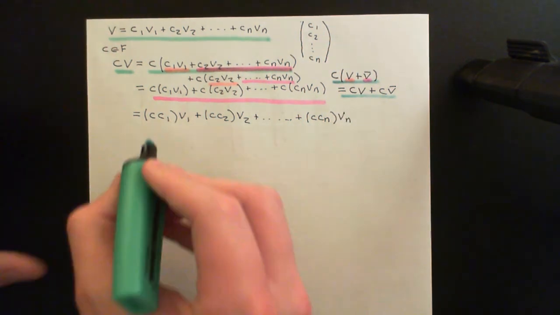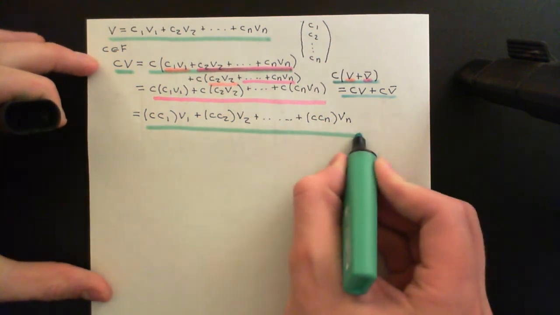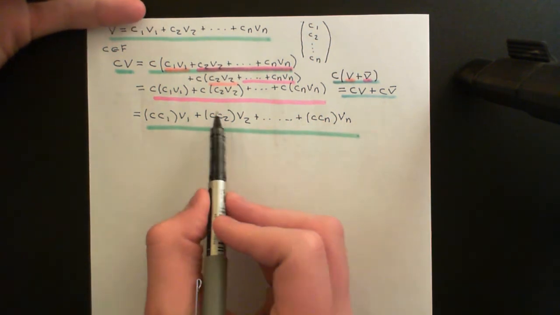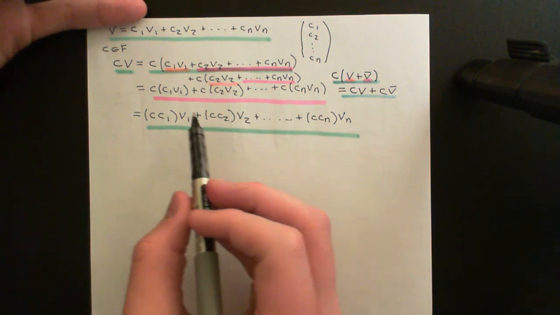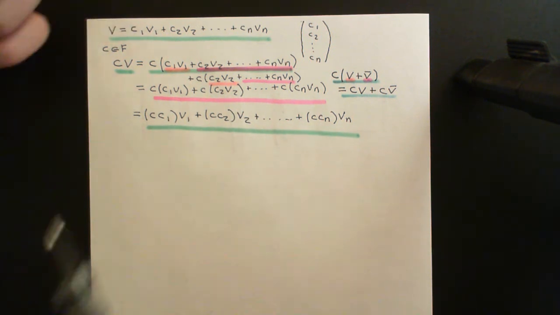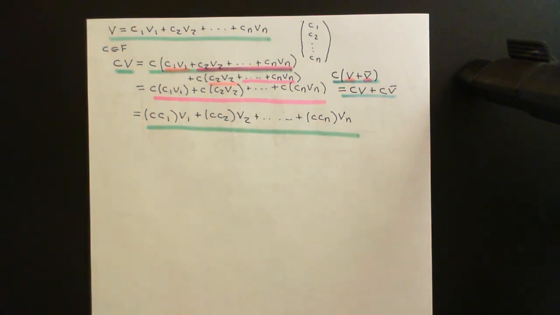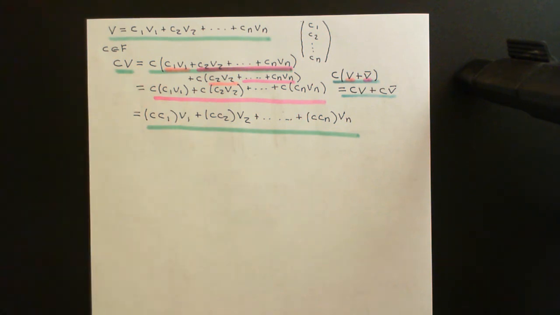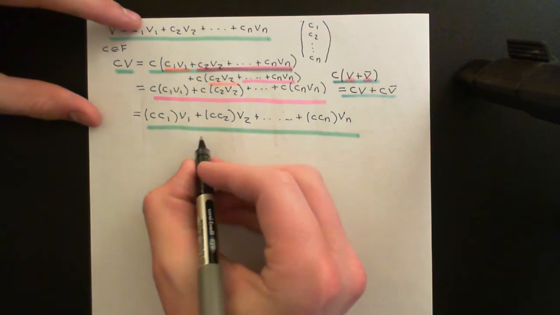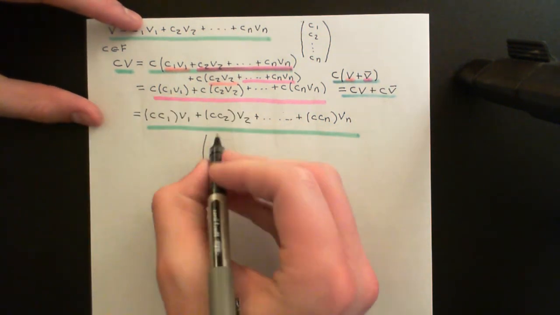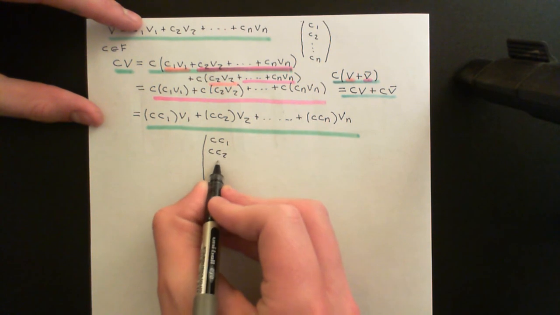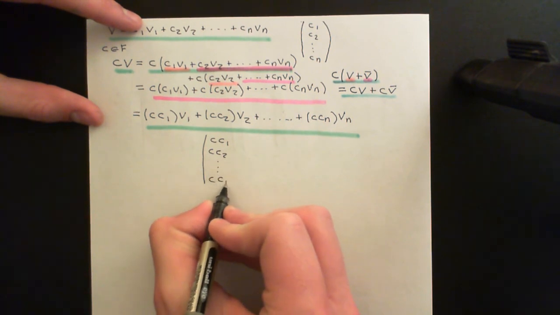Okay, right, and then here is our linear combination. Brilliant. Because this is just some element of the field, this is an element of the field, etc. So we've just got a linear combination of our basis vectors, and this is the linear combination for c times v in our vector space, capital V. So what we can now say is that the coordinate vector for c times v is just c times c1, c times c2, all the way down to c times cn.